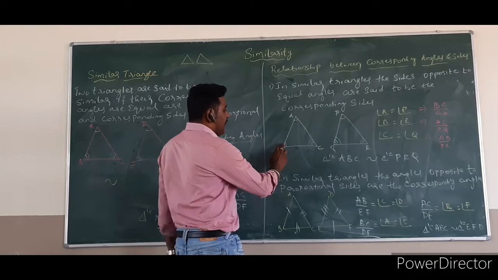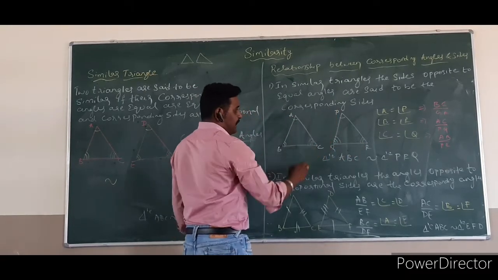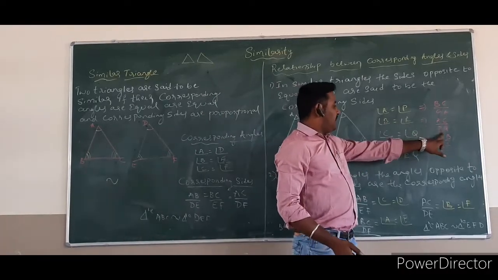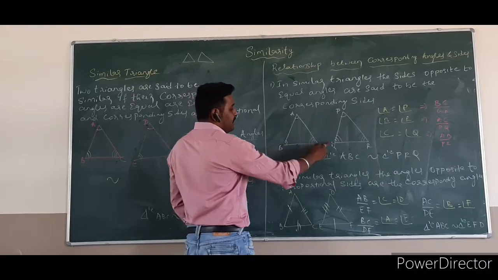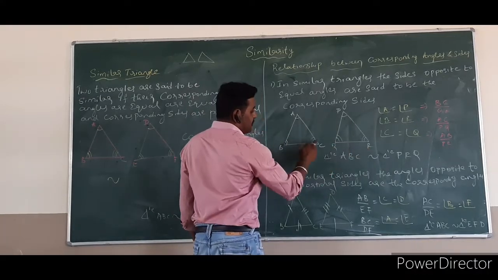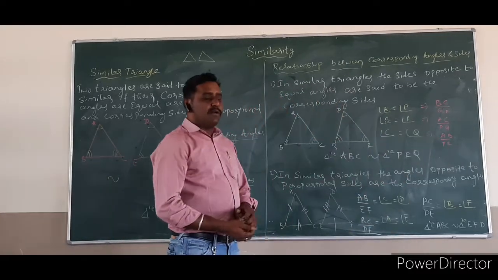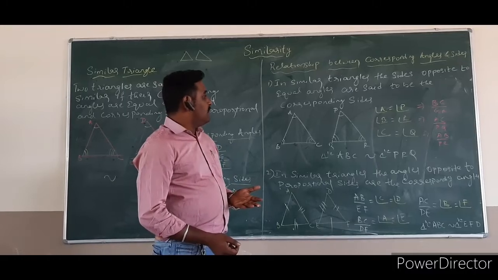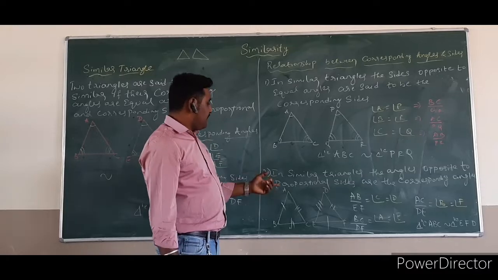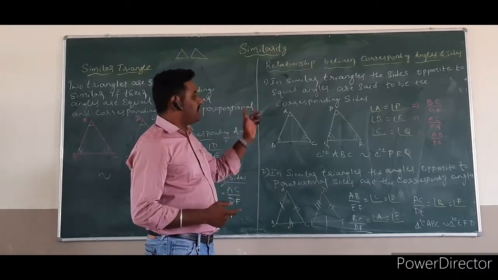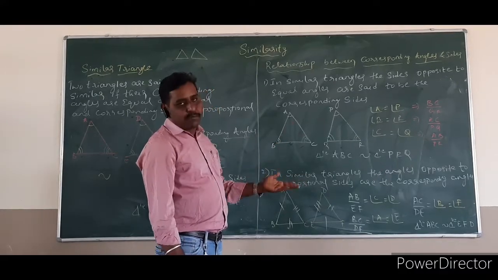Next, angle B's opposite side is AC, and angle R's opposite side is PQ. That's why AC divided by PQ. Angle C's opposite side is AB and angle Q's opposite side is PR. This is the triple-marked angle. That's why AB divided by PR. So the side opposite an equal angle is the corresponding side. This is the first relationship. The second relationship is the converse of the first one. What is the converse of the first one? The side opposite an equal angle is the corresponding side.